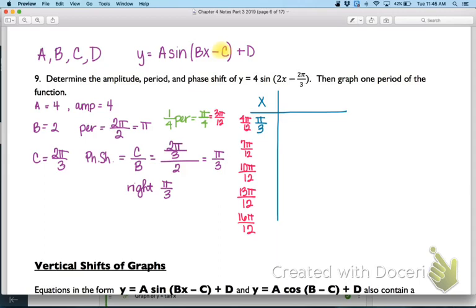10 pi 12ths is the same as 5 pi 6ths. 13 pi 12ths does not simplify, but 16 pi 12ths is, what is that, 3 pi halves? Nope. 4 pi thirds. Sorry. Divide them both by 4. 4 pi thirds. Okay. So we have used the period, we have used the phase shift in this point.